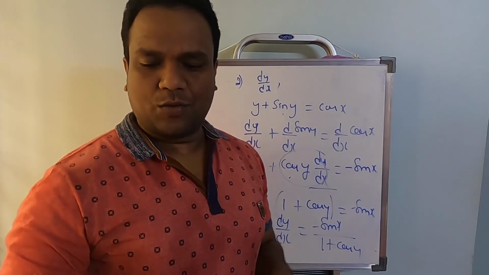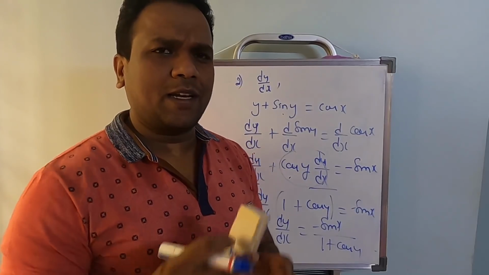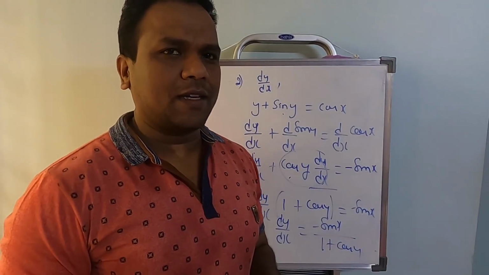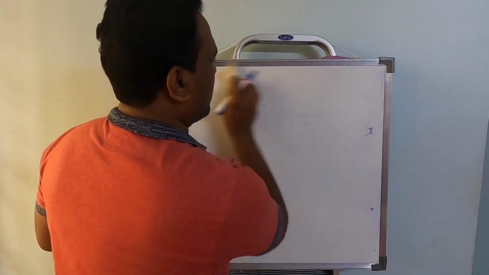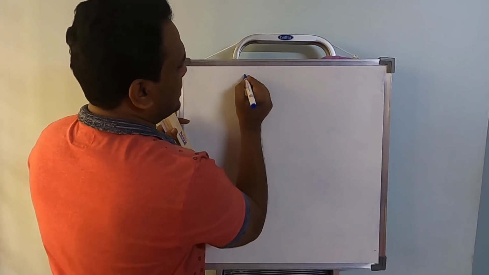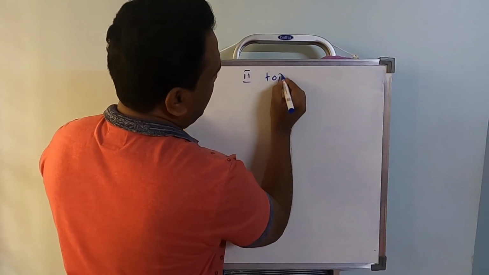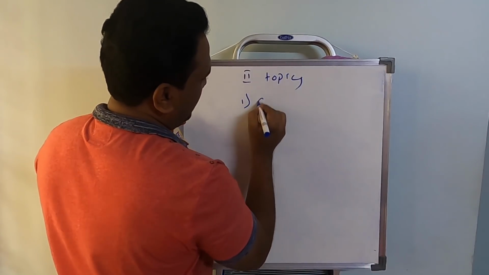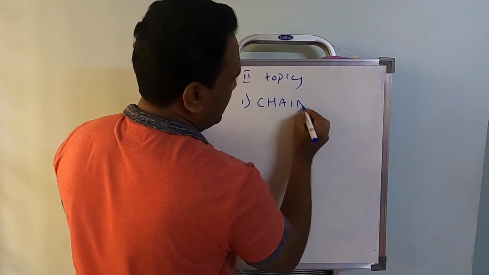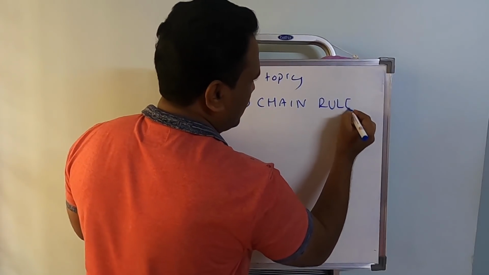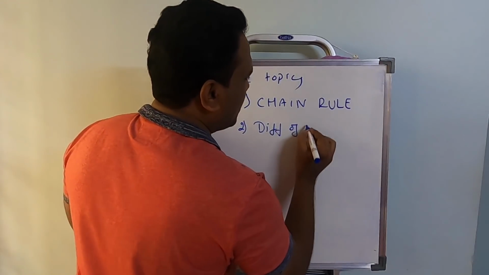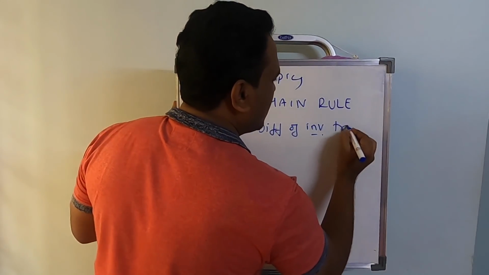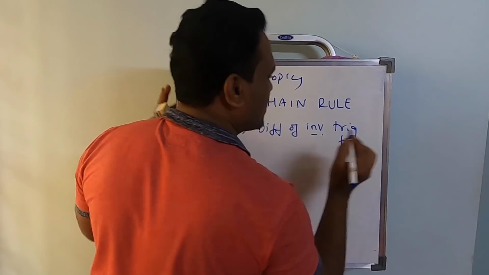Okay, so let's quickly revise what we have done in the second year topics till now. In the second year topics, whatever is covered so far, the first thing, chain rule. Second, differentiation of inverse trigonometric functions.